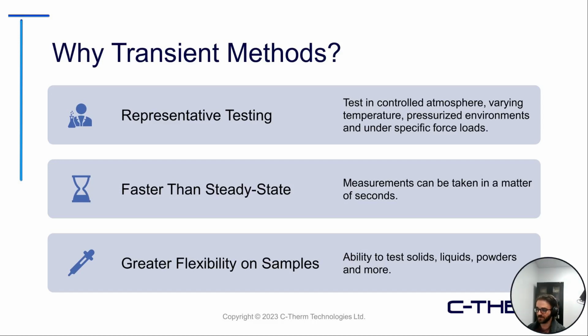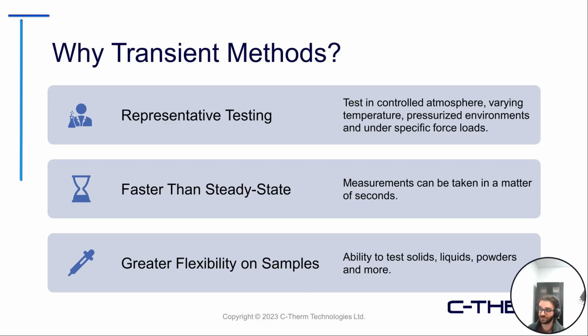So these methods, these different sensors, are quite easily configurable in a range of different test conditions, so whether that's a controlled atmosphere, specific temperature, pressurized environments, testing under specific force loads. They do provide you with different accessories, different capabilities to place these sensors in those environments and really get you the most accurate and representative test data for your materials. Of course, they're faster than your traditional steady state options. Just inherent to how these methods work, they will always be faster than any steady state counterpart.